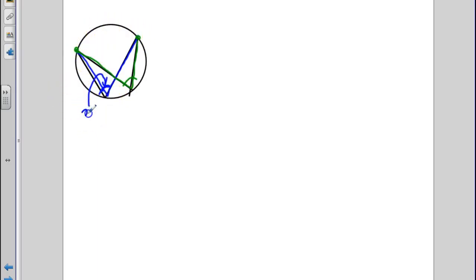That means if I tell you this angle is 3x plus 2 and I tell you that this angle is 2x minus 11, we can set these equal to each other and solve. So subtracting 2x from both sides, we get x, and then subtracting 2 from both sides, we get negative 13.